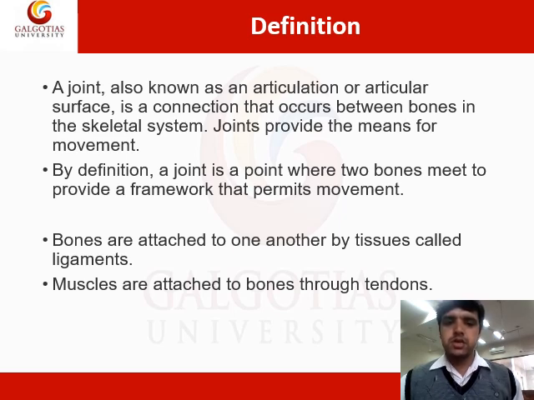By definition, a joint is a point where two bones meet to provide a framework that permits the movement of our body. When two bones join together, they are connected by connective tissues known as ligaments, and the muscles are attached to the bones through connective tissues. The terminology given to those connective tissues is tendons.